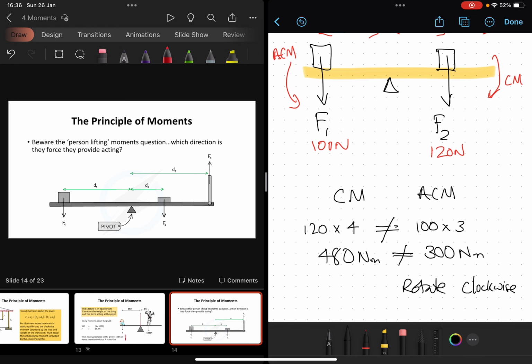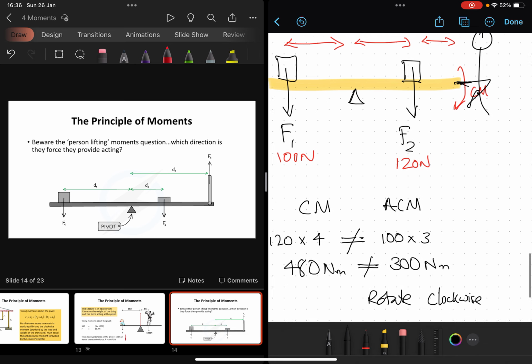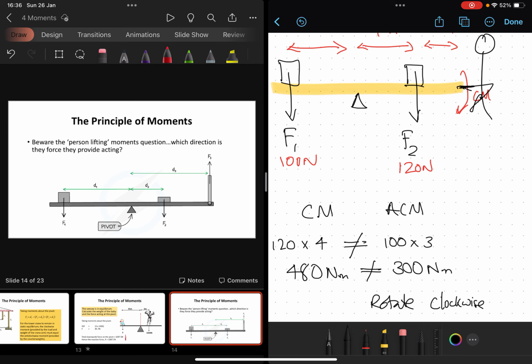So what's the solution? The solution then is to have somebody standing here holding on to the end of that beam, and they've got to provide the missing bit of moment. And the missing bit of moment has to be anti-clockwise. So we need this person to lift the beam upwards, not push it down again. So the person has got to provide an anti-clockwise moment.